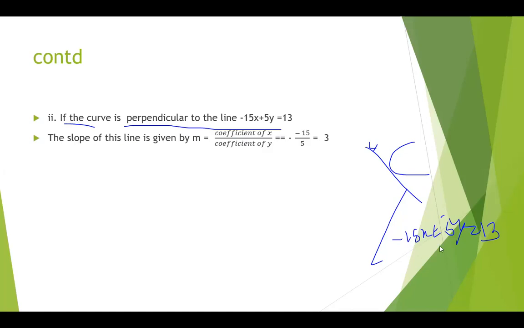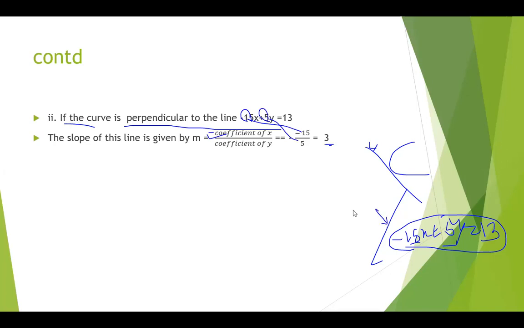Here, what is the slope of this line? Again, I use the formula. If the equation of this line is in the form ax + by + c = 0, the slope is minus a by b, minus coefficient of x upon coefficient of y. Coefficient of x is -15, 5 is the coefficient of y, we get it as 3. What is 3?